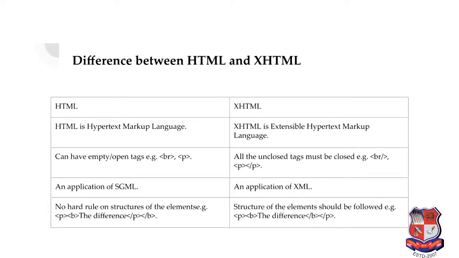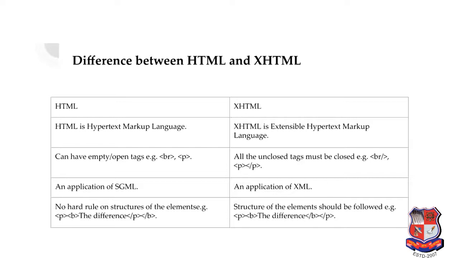HTML is hypertext markup language and XHTML is extensible hypertext markup language. HTML can have empty or open tags, while in XHTML all the unclosed tags must be closed. And HTML is an application of SGML, standard generalized markup language. XHTML is an application of XML, extensible markup language. In HTML, there is no hard rule on the structure of the elements.